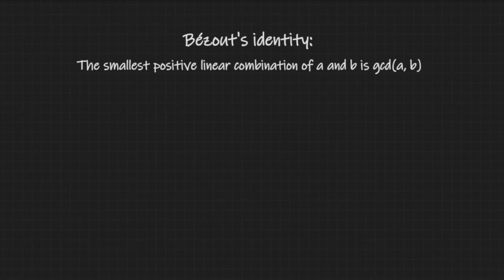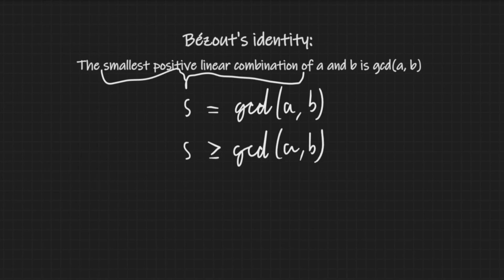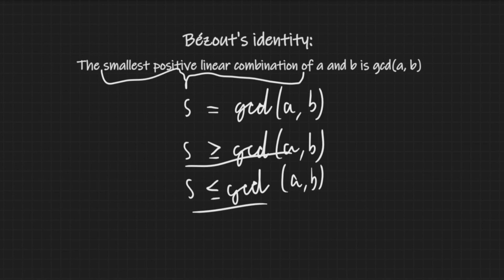So let's prove Bézout's identity. I call the smallest positive linear combination of a and b S, and I want to show that S is equal to the GCD of a and b. And I'm going to do that in 2 steps. First, I'm going to show that S is greater than or equal to the GCD of a and b, so it's at least the GCD. And then I'm going to show that S is at most the GCD, so smaller than or equal to the GCD of a and b. And of course, if both these conditions are fulfilled, S is indeed equal to the GCD of a and b.